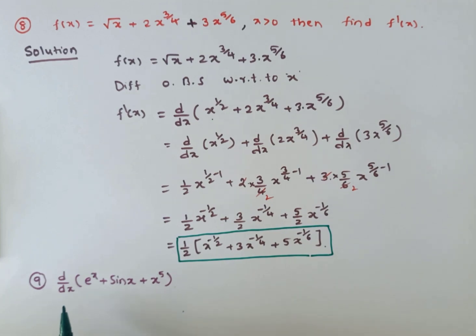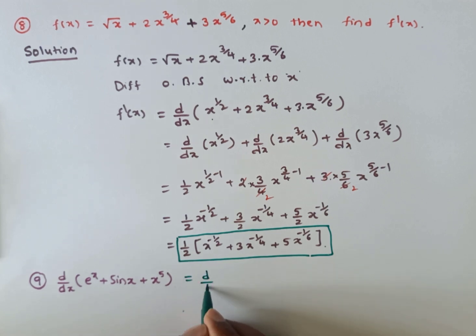Now see the ninth problem. d by dx of e to the power of x plus sin x plus x to the power of 5. So to differentiate this, we first need to know the concepts. We already know the derivative of e power x, the derivative of sin x and the derivative of x to the power of 5. So this is like a sum rule only, right?